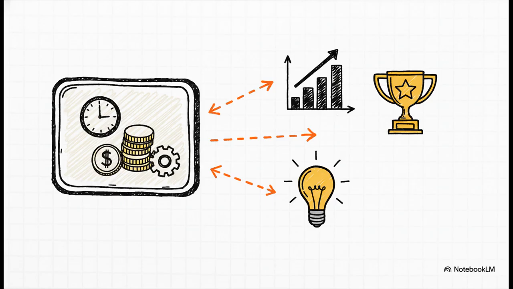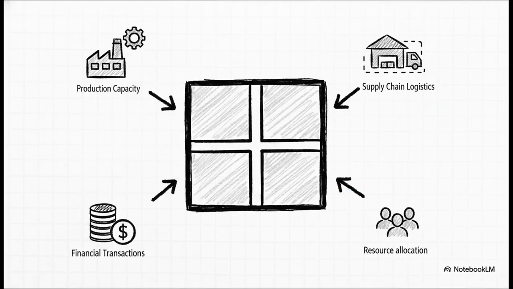Do you put your limited marketing budget into campaign A or campaign B? Do you assign your best engineer to fix old bugs or to build a new feature? You can't do everything. These aren't just little choices, they are major strategic trade-offs. And here's the crucial part.